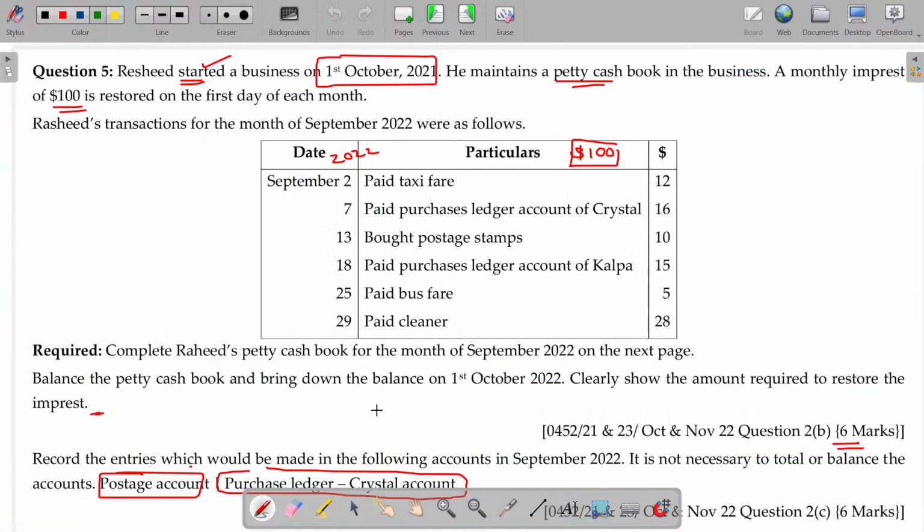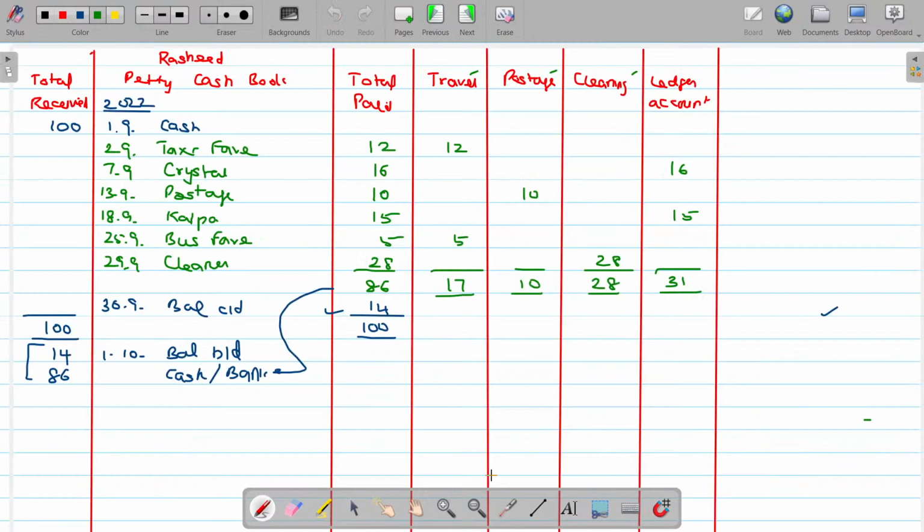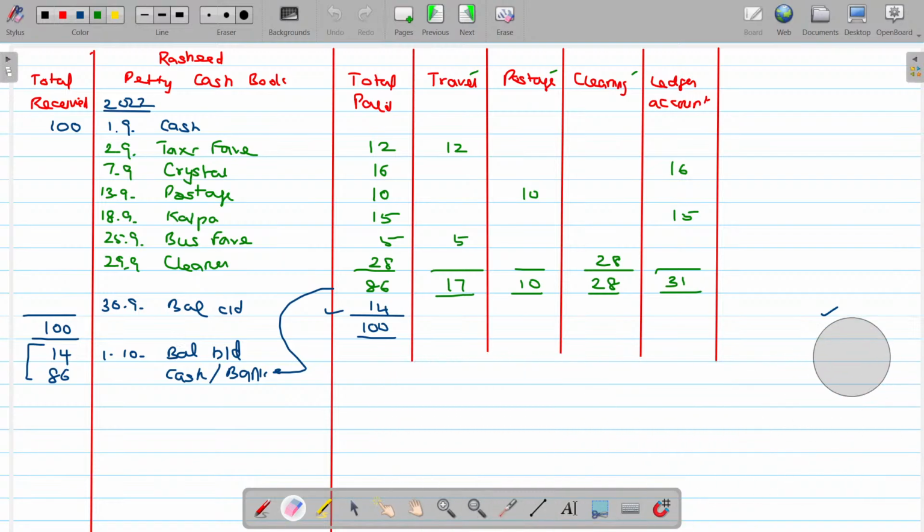Apart from that, we have to prepare postage account as well as purchase ledger crystal account. Let me prepare those ledger accounts also here. Let's see. I prepare here itself.